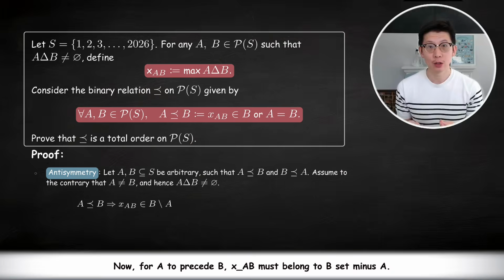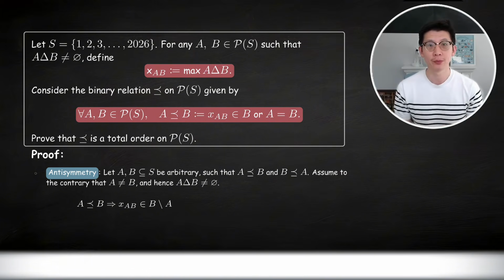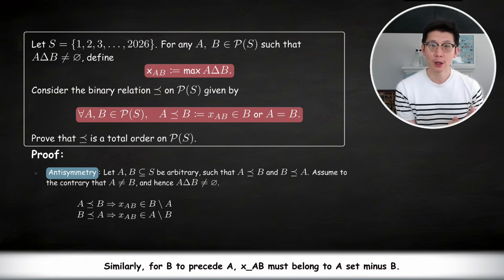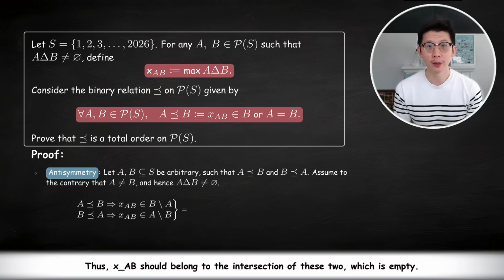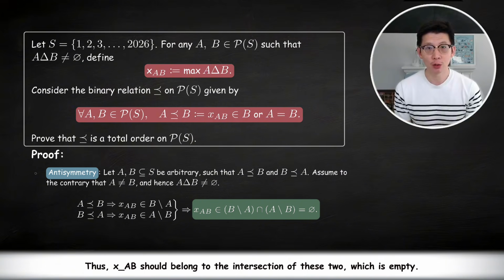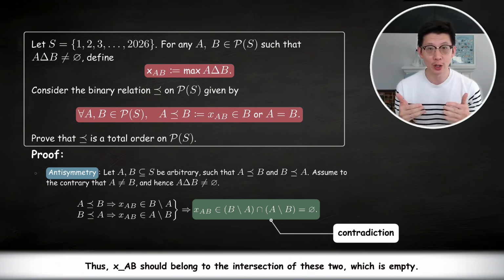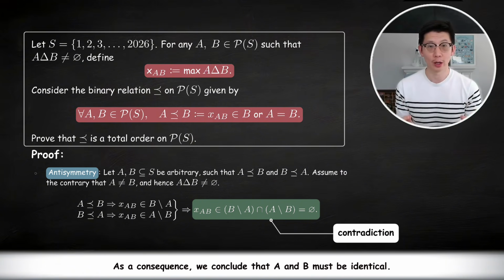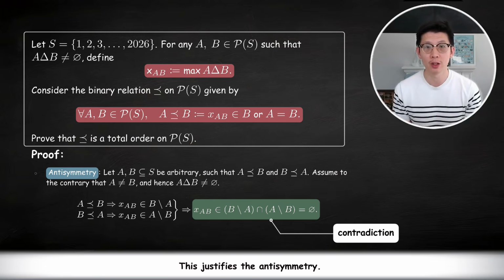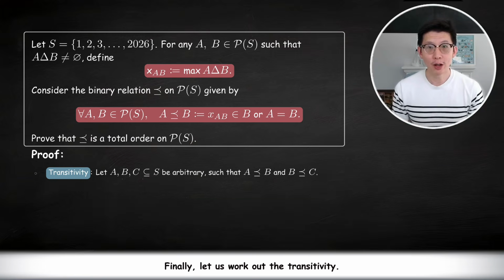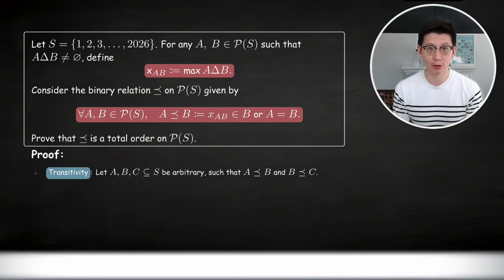Now, for A to precede B, XAB must belong to B set minus A. Similarly, for B to precede A, XAB must belong to A set minus B. Thus, XAB should belong to the intersection of these two, which is empty. As a consequence, we conclude that A and B must be identical. This justifies the antisymmetry. Finally, let us work on the transitivity.